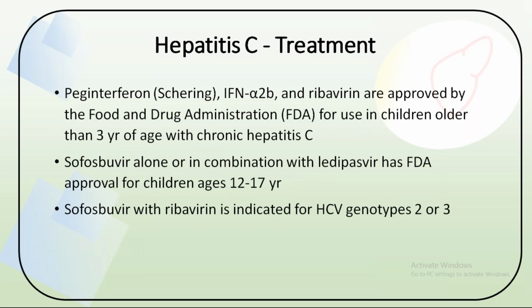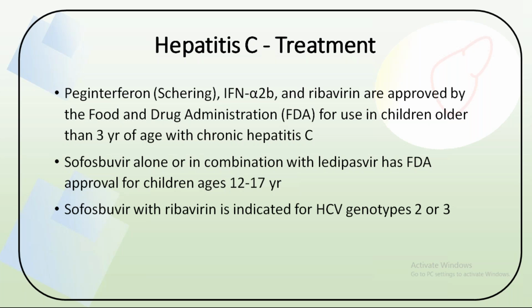Treatment, again, is pegylated interferon alpha 2b and ribavirin. These are both drugs that are approved by the FDA. In children above 3 years, all these are approved for chronic hepatitis C. Acute, no need for any treatment.